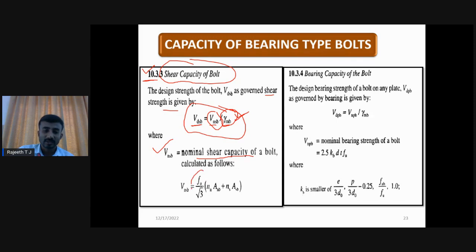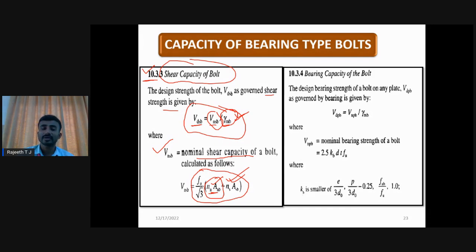Using this formula, the nominal shear capacity of the bolt is equal to stress into area. This formula is also available in IS 800. Fu by root 3 is the stress, into area. What is this area? nn Anb plus ns Asp. What is nn or Anb? Here the small n stands for the net area.